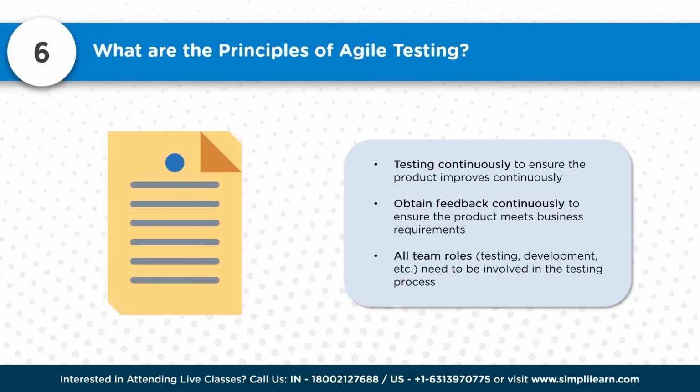So testing continuously to ensure the product improves continuously. As we know, when we adopt and follow agile approaches, there is a reason: we should be able to respond to changes quickly. We should be able to understand what is going right and what is not, and do the necessary correction then and there. So testing continuously becomes very important, because as we develop and test, we can reveal any of the issues and defects in the product.